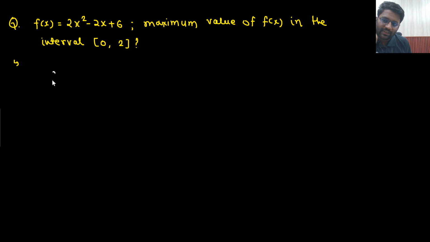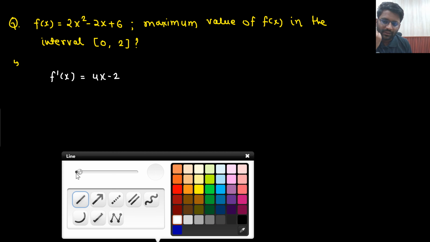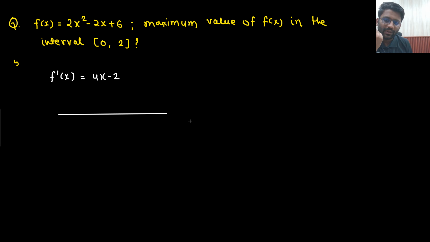Yes, sir. First you differentiate the function. Sir, when I differentiate, I will get 4x minus 2, right? So where will be the 0? It becomes 0 when f dash x becomes 0, which is at x equals 1 by 2. After 1 by 2, the slope will be positive, and before 1 by 2, the slope will be negative. That means the graph will fall down and then increase. And we can find out the value of f of 1 by 2.